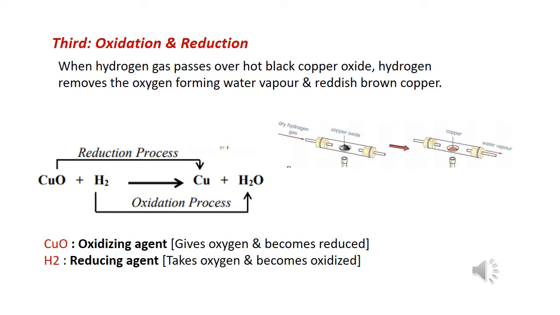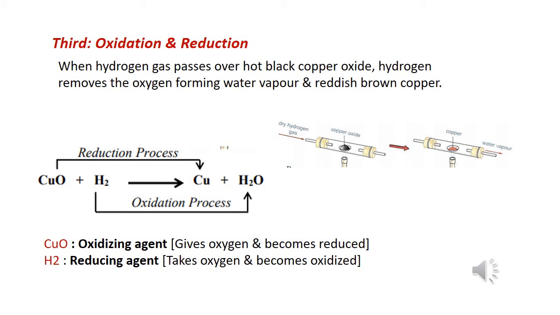Third, oxidation and reduction reactions. When hydrogen gas passes over hot black copper oxide, hydrogen removes the oxygen, forming water vapor and reddish brown color from copper. As you see, CuO copper oxide reacts with H2 producing Cu copper reddish brown color and water vapor.